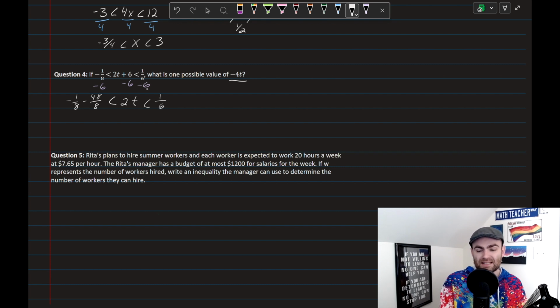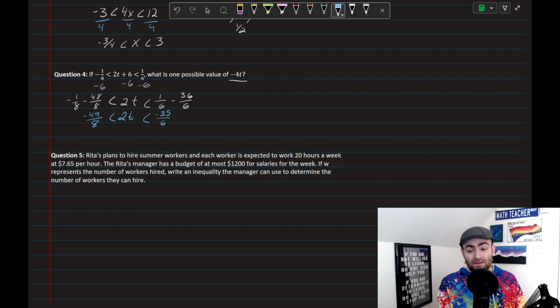And now we need to turn this 6 into compatible with 6, which would be 36. So we're going to subtract 36 sixths. There we go. We can combine fractions by adding or subtracting the numerators. So negative 1 minus 28 is negative 49 eighths is less than 2t, which is less than, and then 1 minus 36 is negative 35 sixths.